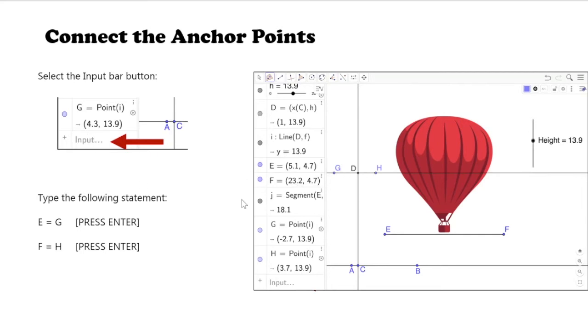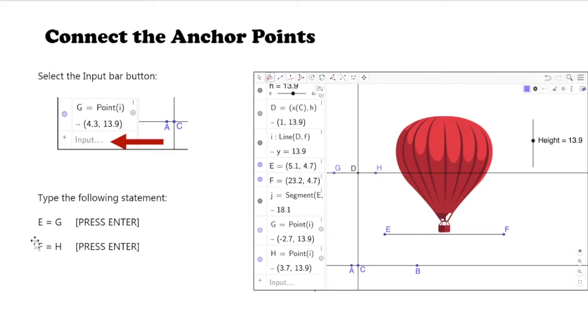So we go to the input bar in the Algebra pane. We see now the input bar is at the bottom of the Algebra pane. As we keep creating objects, we'll just have to scroll down to get to the input bar. And inside the input bar, we're going to say E equals G. E is the left point of the balloon. G is the left point of D. And when we set them equal, it will move E and anchor it to G, and we'll still be able to slide G around to resize the balloon.